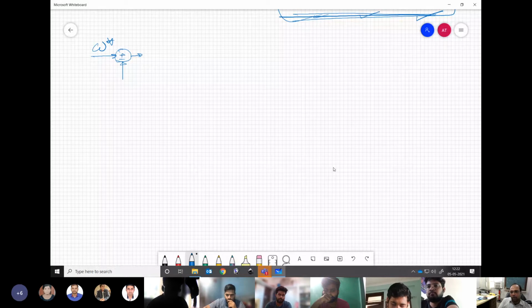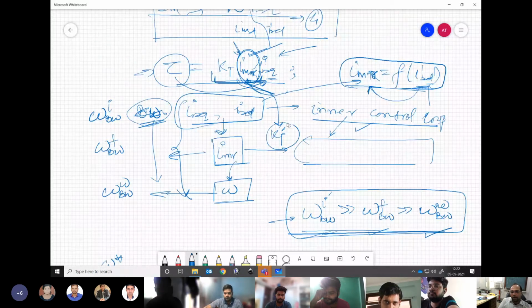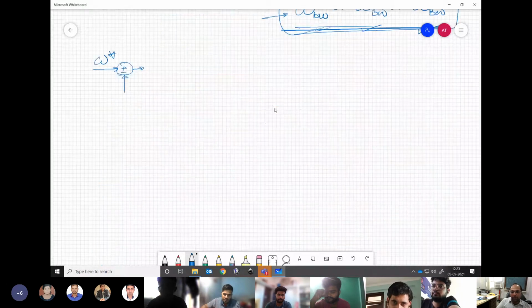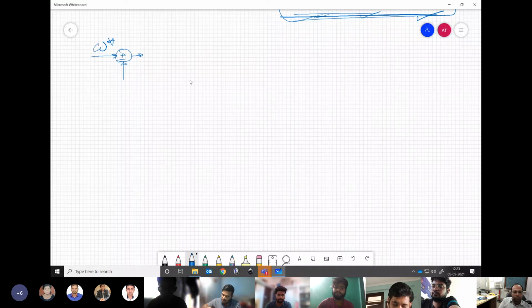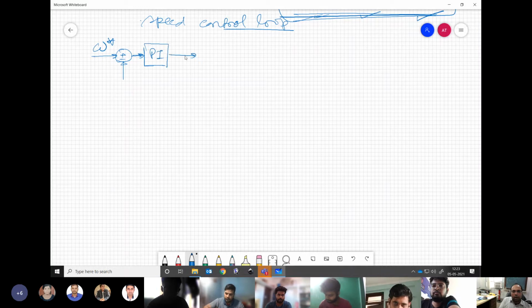We have fixed this value. We have made this constant. So this whole KT into IMR can be called a new constant. You can call it KT dash. Then torque is only dependent on ISQ. So we can say that we have two separate loops to control. One we can call the speed control loop, which will be deciding the reference for Q axis current alone, because our IMR is now done.